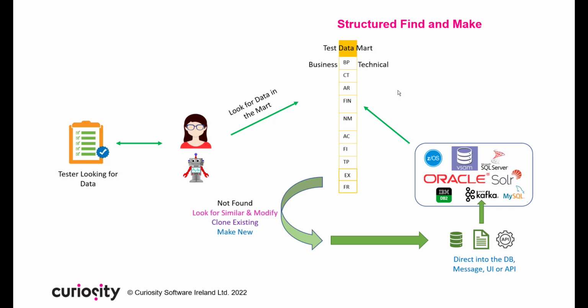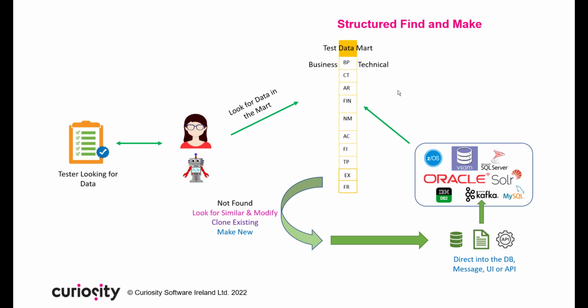What we're going to do is analyze the query. The first thing we're going to do is look for similar data. You could potentially just modify the data in your existing test databases to make sure that the query is then satisfied. You could clone existing data that is very similar to it, or you could potentially make new data.